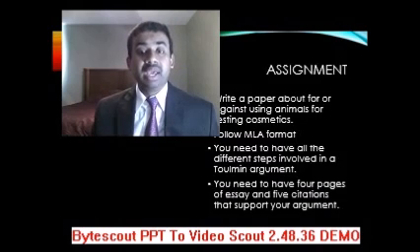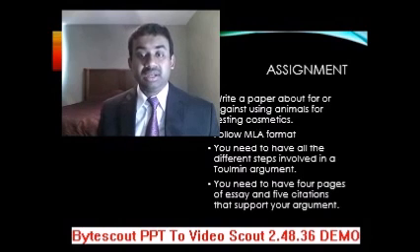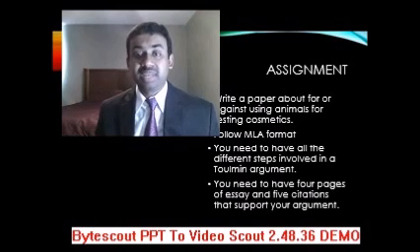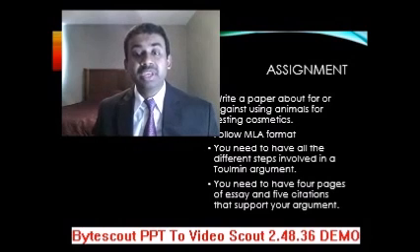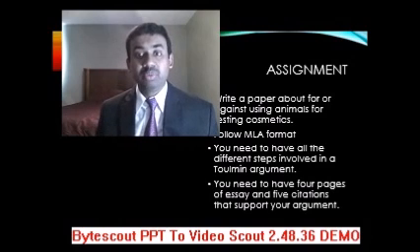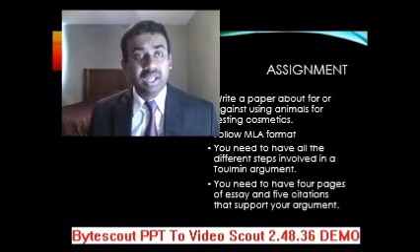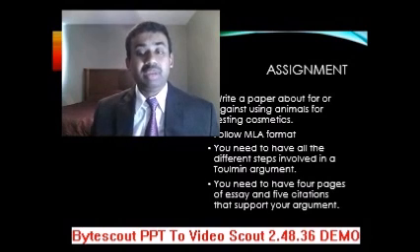And here I have an assignment. I want you to write a paper about, for or against, using animals for testing cosmetics. You need to follow MLA format. You need to have all the different steps involved in a Toulmin argument in your paper. You need to have 4 pages and a minimum of 5 citations that support your logical claim that you make in your paper. All right?